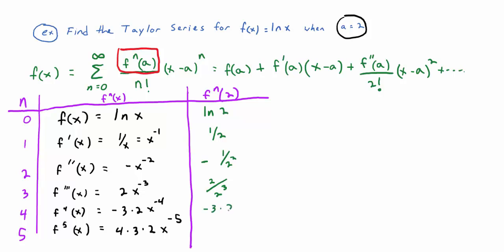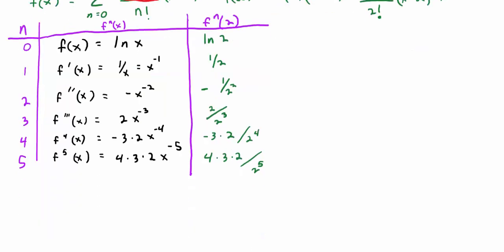Negative 3 times 2 divided by 2 to the 4th for n equals 4. For n equals 5, 4 times 3 times 2 divided by 2 to the 5th. Okay, let's do one more. What's the pattern then? Dot, dot, dot, for just n. And I'm not even worried about the nth derivative evaluated at x. I want the nth derivative evaluated at 2.